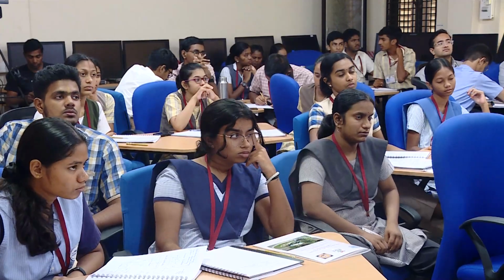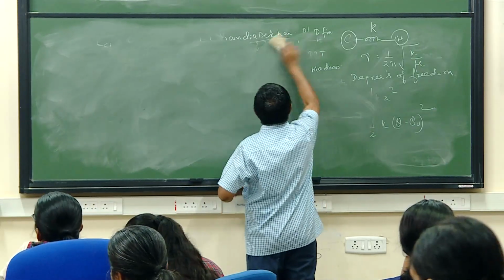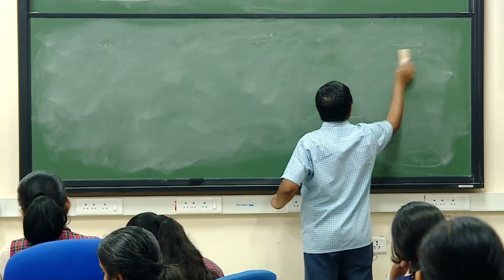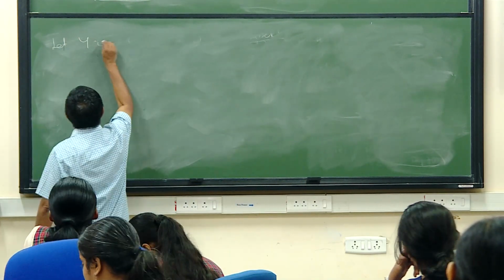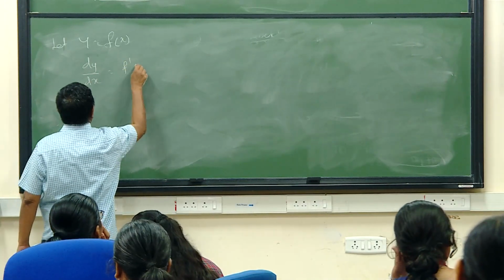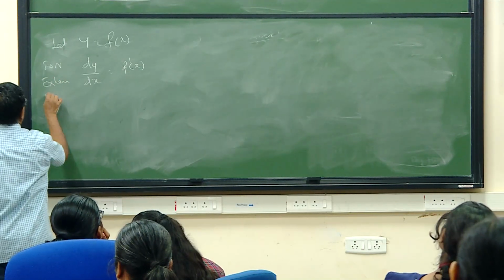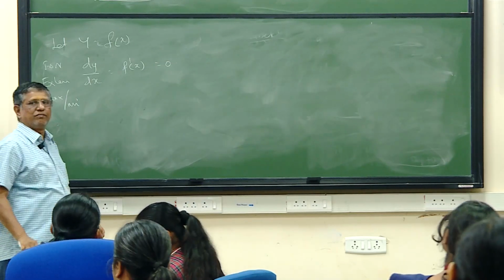How do you characterize the minima? We are familiar with maxima and minima. Let's say y is equal to f of x. Then dy by dx, that is f prime of x, for extremum, maximum or minimum, this quantity is 0.